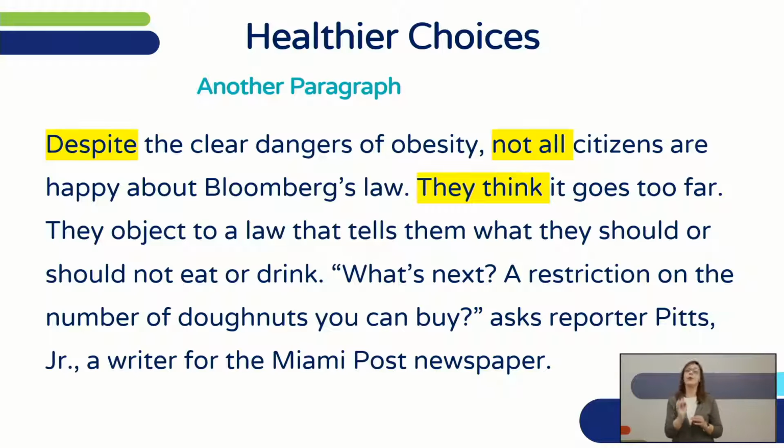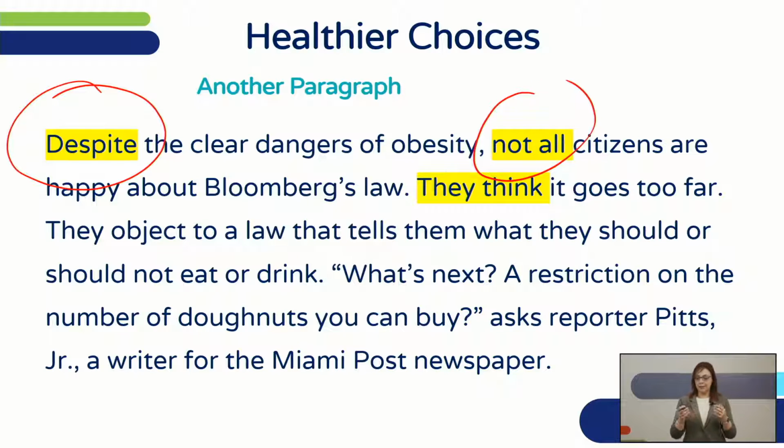Here we have some important linking words and one important quotation. Here we have the connector, despite. Despite shows what? Contrast. Something that doesn't go with what was mentioned previously. So despite the clear dangers of obesity, despite that we all know that obesity is bad, still not all citizens, residents, are happy. They are not for the law. They are against the law. Why? Because they, those who are not happy with the law, it goes back to the citizens who are not happy with the law. They think it exaggerates.